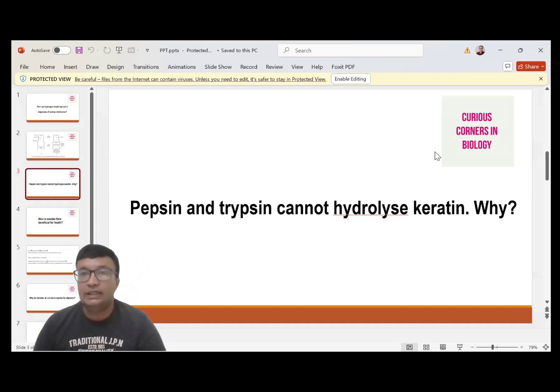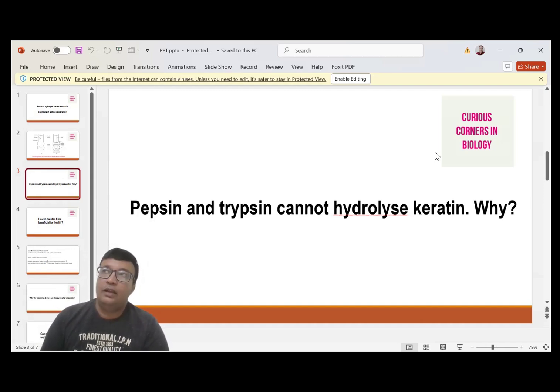Then the question is, who digests keratin? Keratin is digested by enzymes called keratinases, which are produced by certain groups of bacteria belonging to Bacillus species, and certain groups of fungi like Microsporum and Chrysosporium. They are also known to be produced by insects like moths and beetles, and even vultures produce them. Keratinases are the enzymes which will digest and hydrolyze keratin. Hydrolyze simply means the enzyme breaks down keratin in the presence of water.